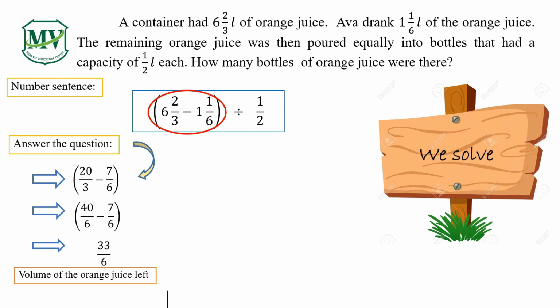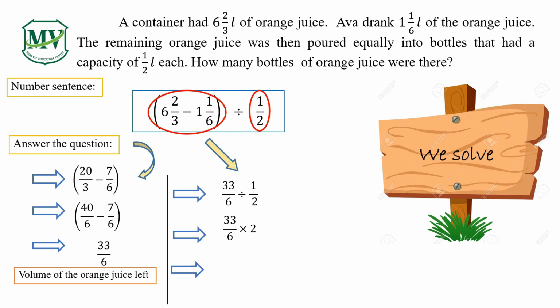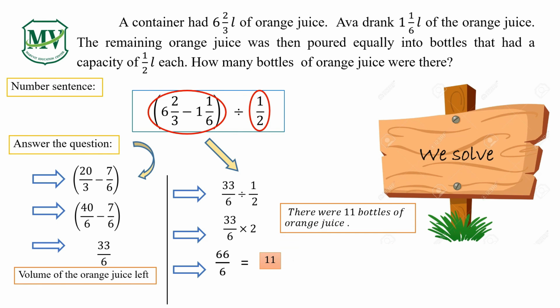Continue the solution. Divide 33/6 by 1/2. Get the reciprocal of 1/2 and multiply to 33/6. Therefore, the answer is 66/6 or 11. There are 11 bottles of orange juice.